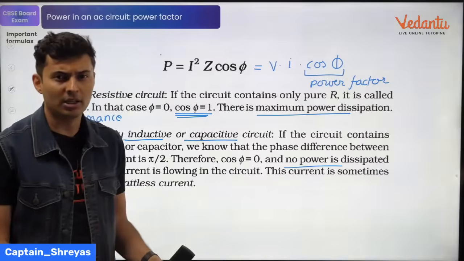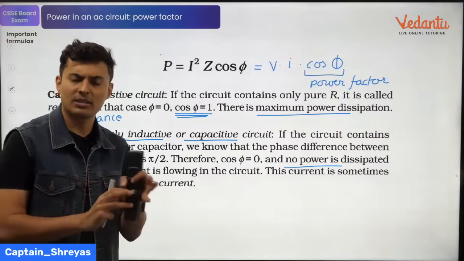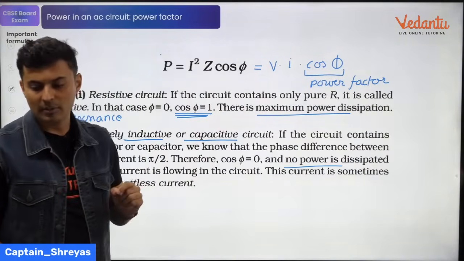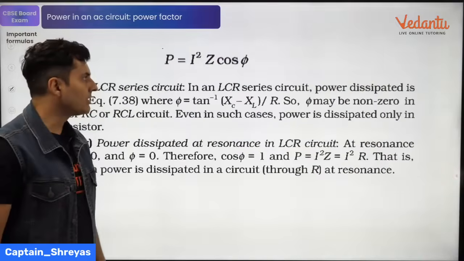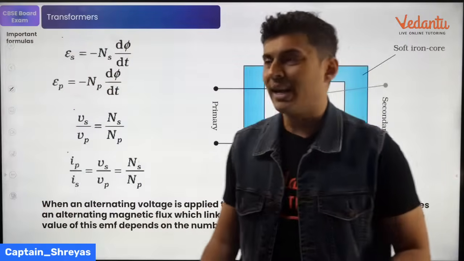Only pure induction or pure capacitance or just a combination of capacitance and inductance, no loss. Only when resistors are there, you will see there will be power losses. Okay. So keep these things in mind. Great. Moving on to transformers.